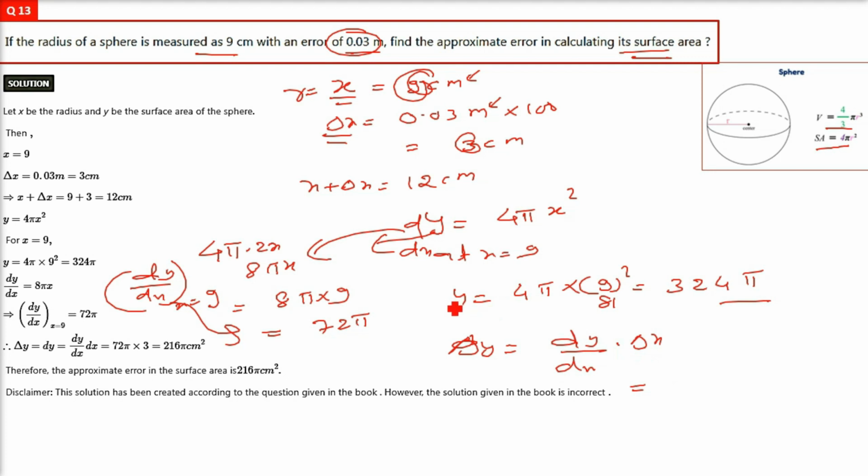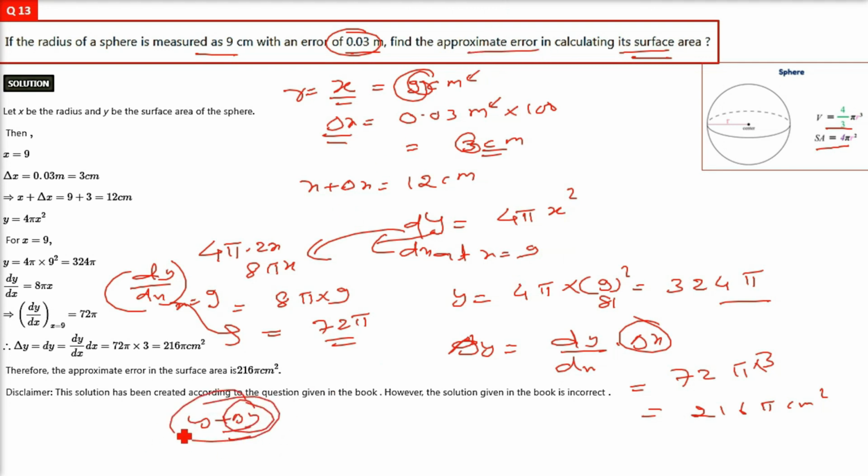dy by dx is 72 pi and delta x, initially I showed you, is 3. So it will be 216 pi centimeter square. So y plus delta y is not being asked here. It is just the approximate error. Approximate error for corresponding delta x is delta y. So the corresponding change in radius, or error in radius, will give you this much error in the surface area.